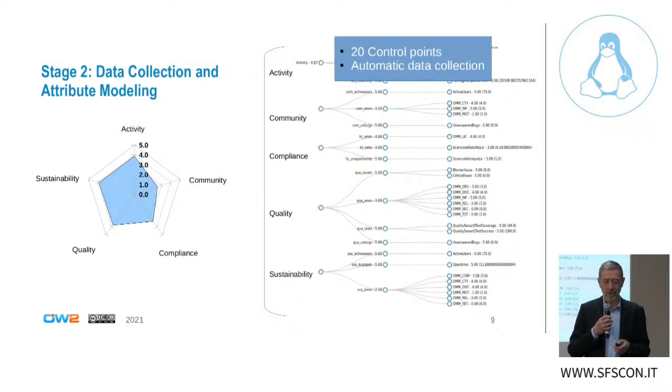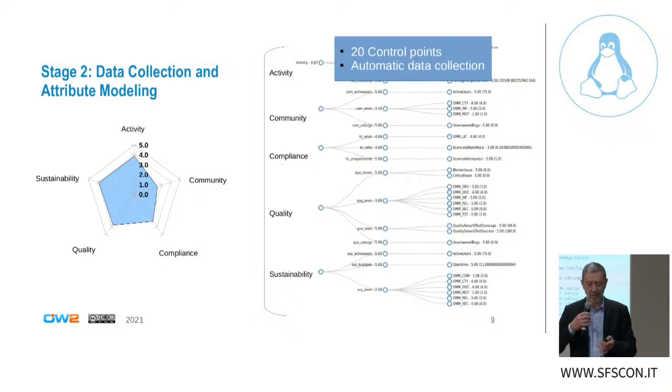Stage 2 is by collecting data. This is a stage that is totally automated. We use the development environment from the project to collect all this data and have what we call attributes. So we have 5 attributes: the activity of the project, whether there's an active community, the compliance, whether the legal compliance is respected, the quality of the code, and the sustainability of the whole project. We collect automatically 20 types of metrics that we combine with data from stage 1 to have these 5 attributes. That's what we call the attributes.